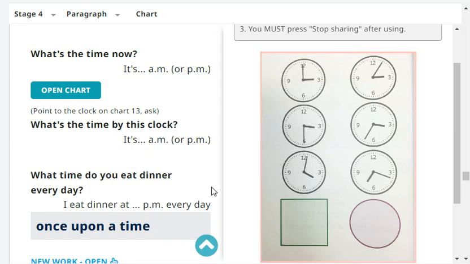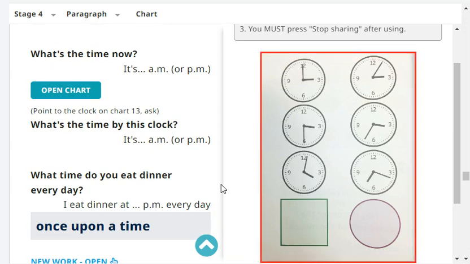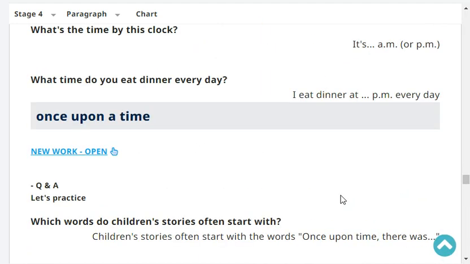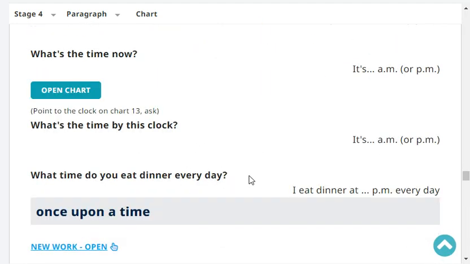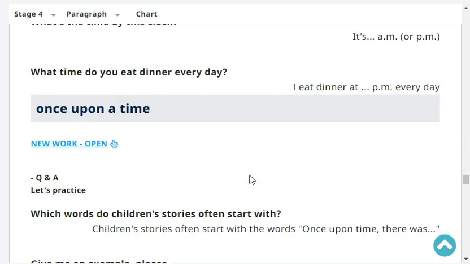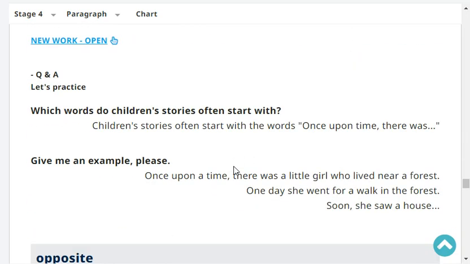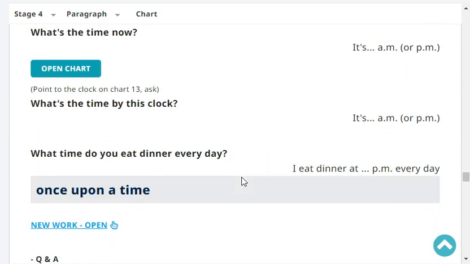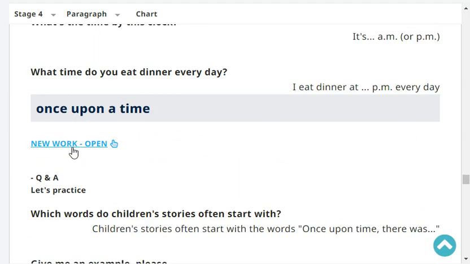What time do you eat dinner every day? I eat dinner at 7 p.m. every day. Very good. Okay, so that's the end of our revision. Let's have your work.